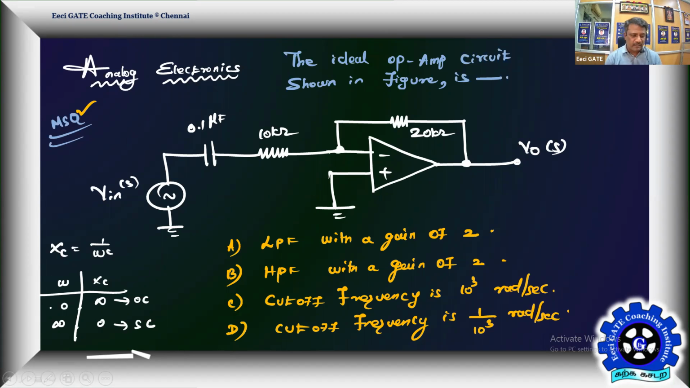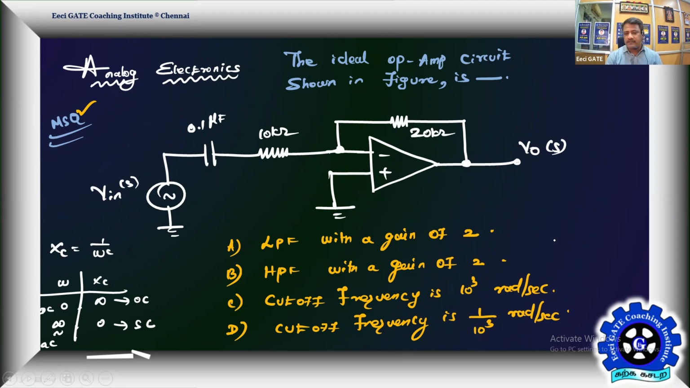Omega equal to 0 is nothing but DC, and infinity you can treat as a very high frequency AC. Therefore, for DC it acts as an open circuit, meaning the input is completely disconnected from the op-amp circuit, so nothing will come out. The output will be 0. That means it is not passing the low frequency content to the output, so definitely it cannot be a low pass. Low pass means it should be capable of passing even a 0 frequency signal, that is a DC signal, ideally.